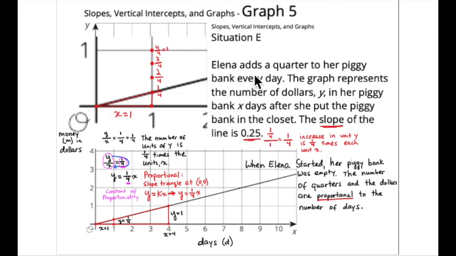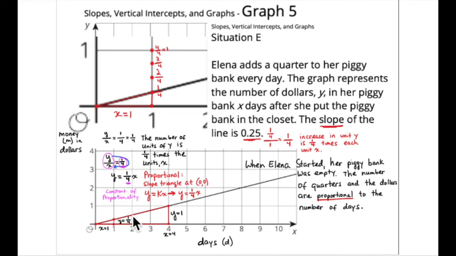Okay, the story: Elena adds a quarter to her piggy bank every day. But notice the y-axis is labeled as money in dollars. That's why this is 1/4. So 1/4 is 1/4 of a dollar. So every day she adds 25 cents. So you have to change it from the number of quarters to the amount in dollars.